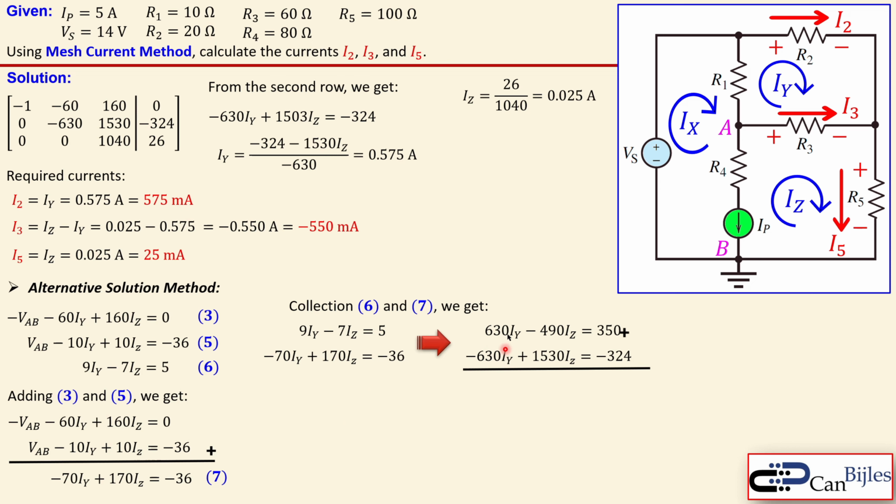to lose IY here, now 0 times IY, and this much IZ we have here, exactly the same expression as we had from the matrix Gaussian elimination. Now you see IZ is 26 over 1040, which is equal to 25 milliamps. So exactly the same result. From there on, you can do the exact same procedure to calculate IY and then also conclude this. This is just an alternative method.